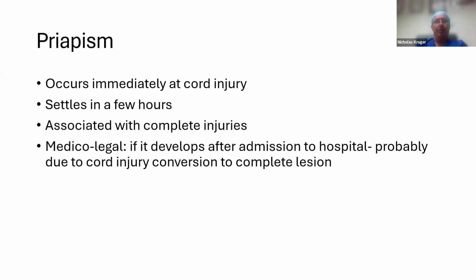Priapism, just remember that. Priapism occurs at the time of complete cord injury. So if a patient gets priapism in hospital, it means the cord died in hospital there and then, not prior to hospital. It takes a few hours and settles. It's a high flow priapism because you've got unopposed parasympathetic activity. The sympathetics will shut down. So it's a high flow priapism, and it's usually a medicolegal thing. If the patient has it in the ER, it means the cord basically stopped working then.